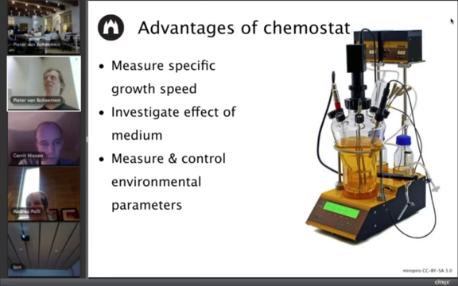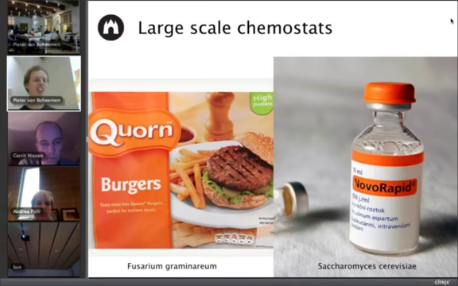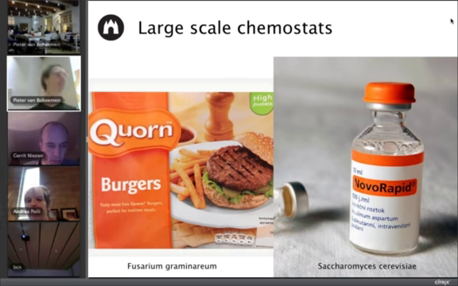Actually, there are not that many big industrial chemostats being used. The only ones that I could find, or that I know of, are production of Quorn. Quorn, that's this meat substitute. So people, they're vegetarians, but they want to eat something that tastes like meat. That's actually a fungus, Fusarium graminearum.